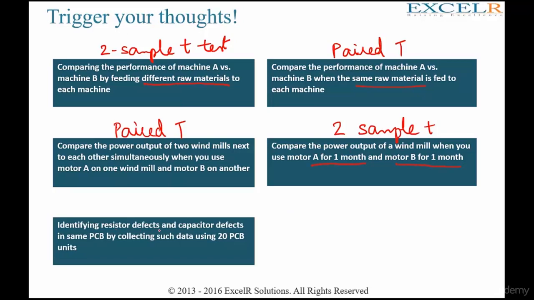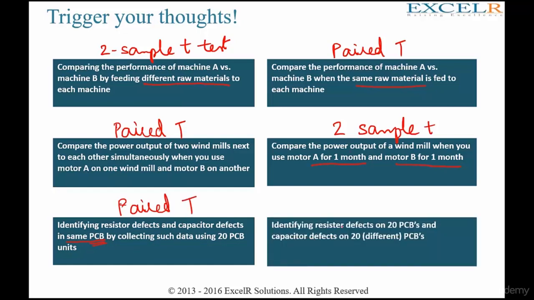Identifying resistor defects and capacitor defects in the same PCB by collecting such data using 20 PCB units, right? So since you're using the same PCB units, external conditions would be the same. So we end up using paired t-test. But if you're identifying resistor defects on 20 PCBs and capacitor defects on another 20 different PCBs, then the external conditions will vary and we implement two sample t-test.